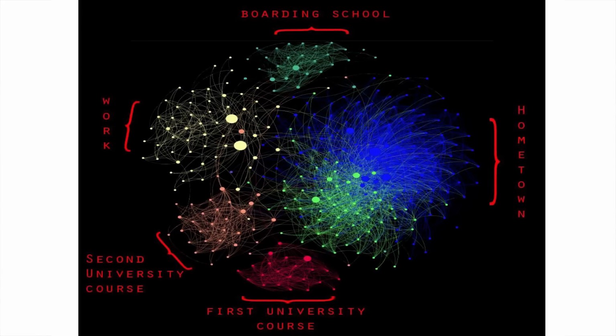There are people who met because they're from the same hometown. There are people who took a class together. There are people who went to boarding school together. There are people who are working together. And we can also visualize that with color and then order the data, put the nodes somewhere in the network such that these things are nicely separated. So that's one example of very beautiful data.